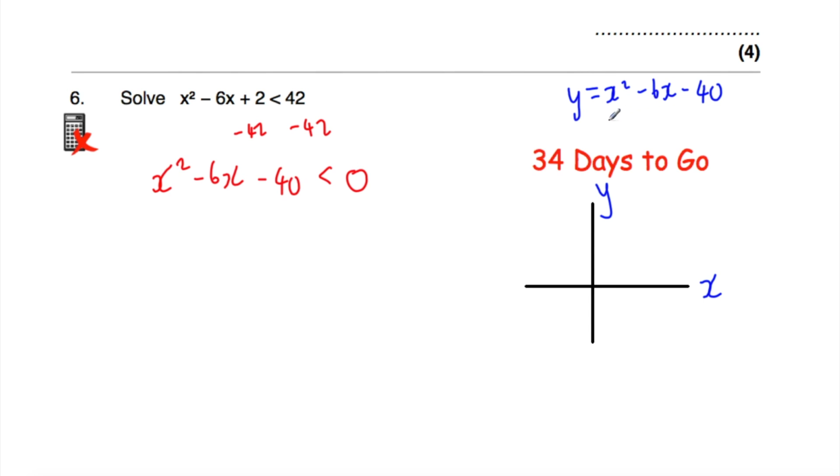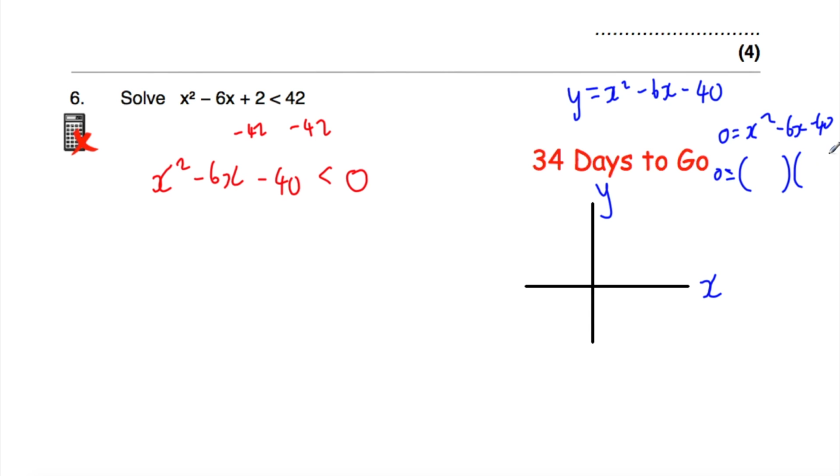So to sketch this graph, what I'm going to do is find where it crosses the x-axis. So I'm going to let y equals 0. To find where a graph crosses the x-axis, you let y equals 0, the height is 0. So we're going to get that 0 equals x squared subtract 6x subtract 40. And then we're going to factorize it if we can.